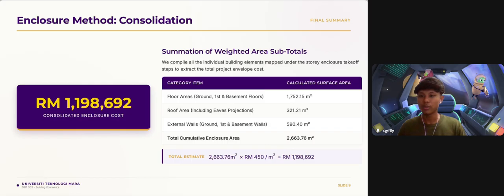On this slide, we bring all those separate enclosure numbers together. We add the total floor areas, the roof area, and the external wall areas to get the combined total area of 2,663.76 square meters. Multiplying this cumulative area by our historical rate of RM 450 per square meter gives us a final consolidated estimate of 1,198,692 ringgit.